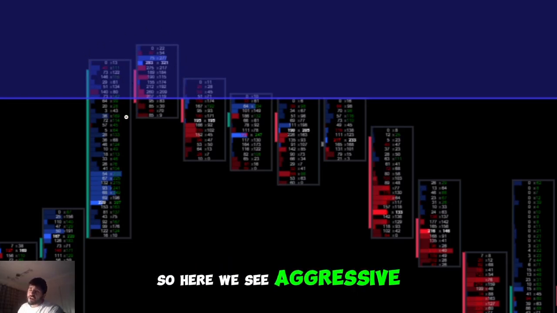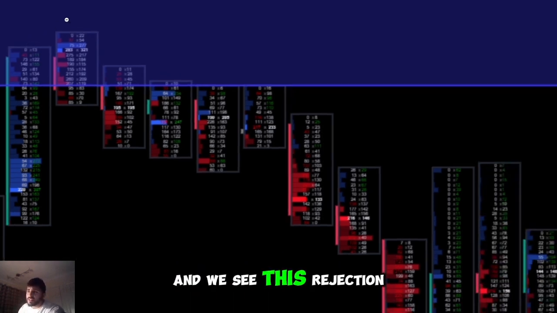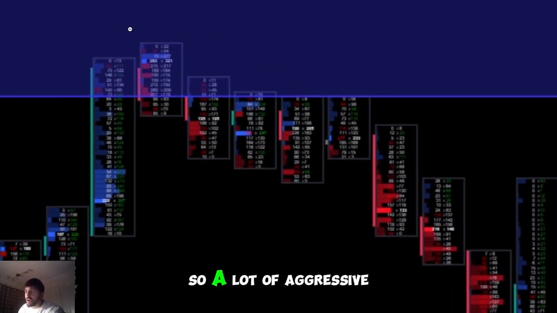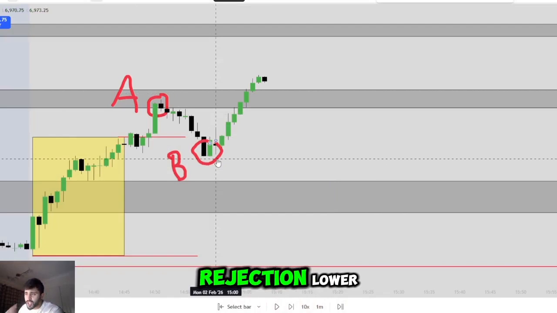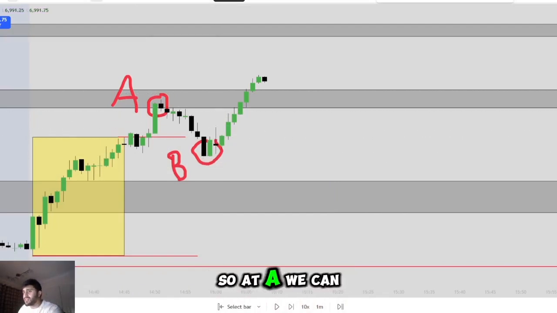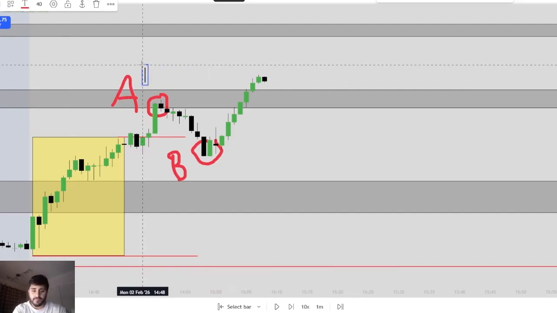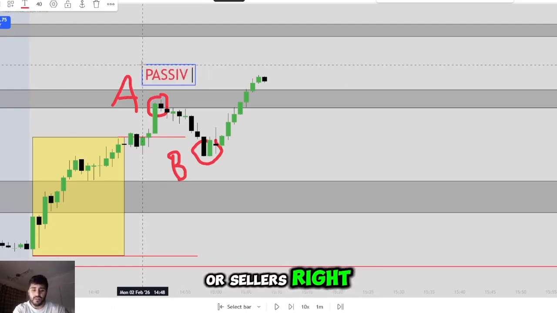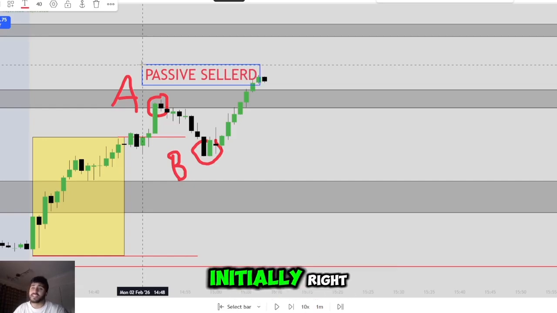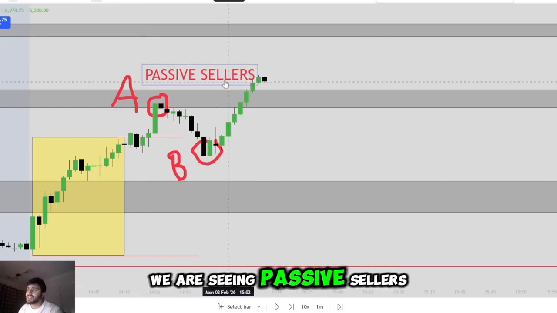So here we see aggressive buyers, or more buy orders that are trying to drive price up, and we see this rejection lower. So a lot of aggressive buyers are present, but we see this initial rejection lower. So at A, we can start to label this, right? At A, what we're seeing is passive. Is it going to be buyers or sellers? We're actually seeing passive sellers initially.